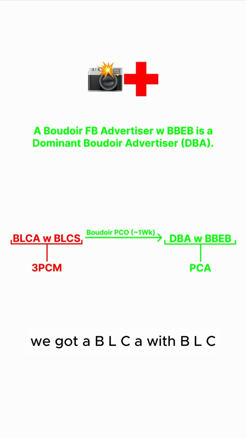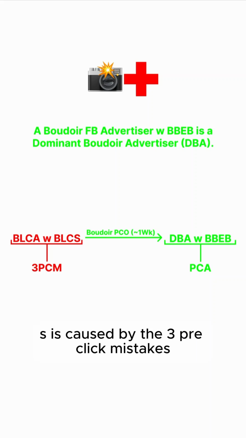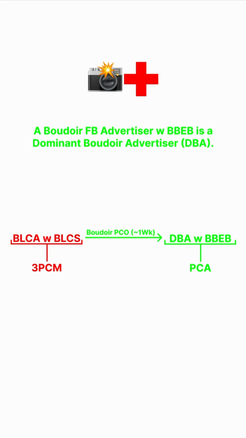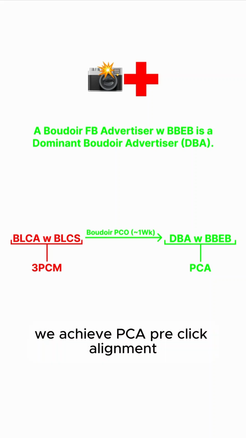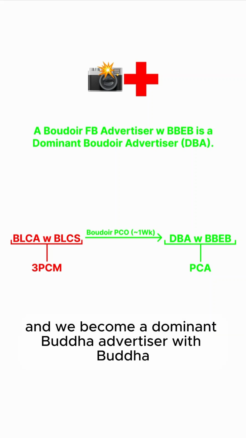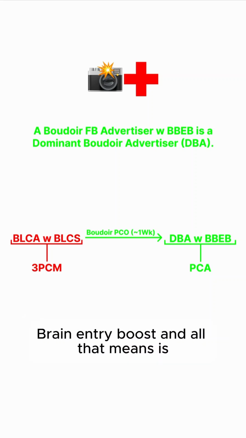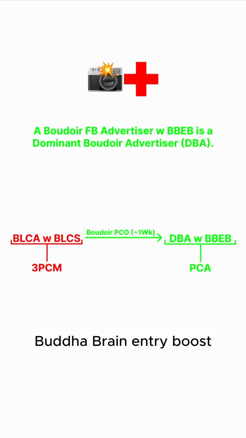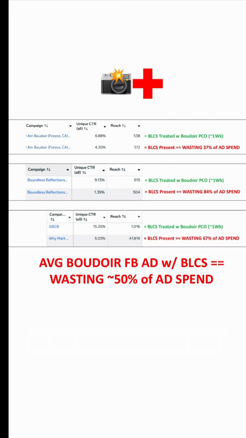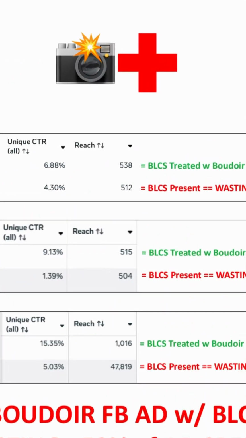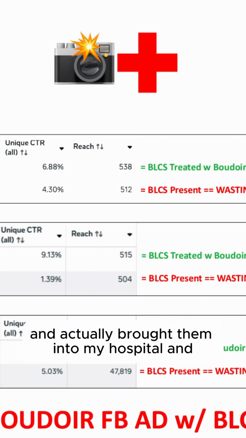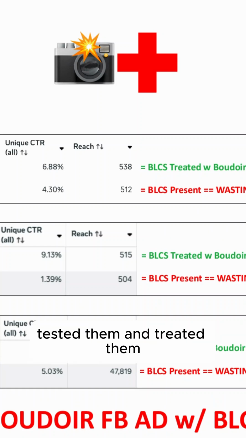We got a BLCA with BLCS caused by the 3 pre-click mistakes. It's fine, easy enough, treated with Boudoir Pico. Takes about a week. We achieve PCA, pre-click alignment, and we become a dominant Boudoir advertiser with Boudoir brain entry boost. And all that means is we got our unique CTR above 6%. So in my residency doing this, I found some Boudoir Facebook ads out there in the wild, and actually brought them into my hospital and tested them and treated them.